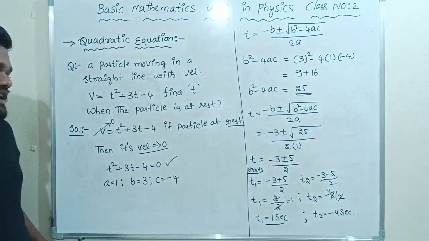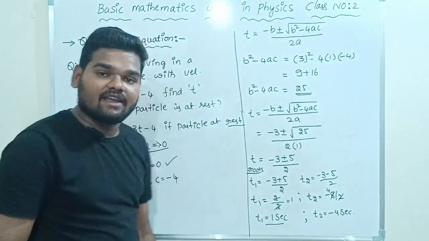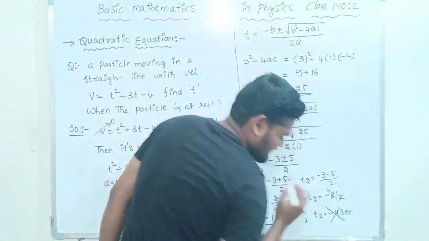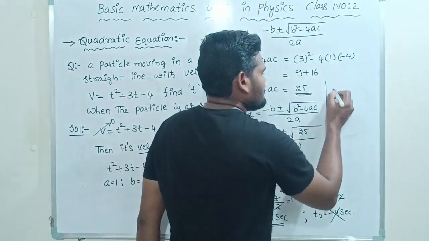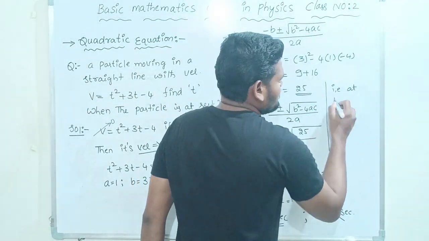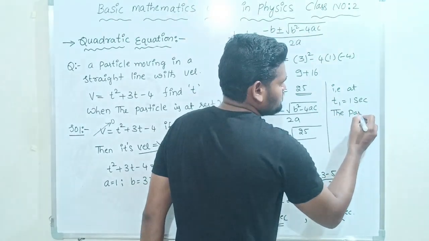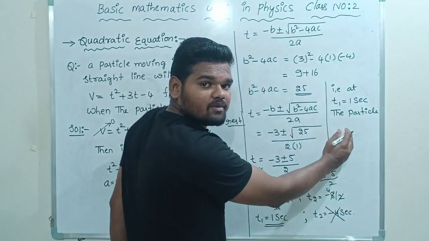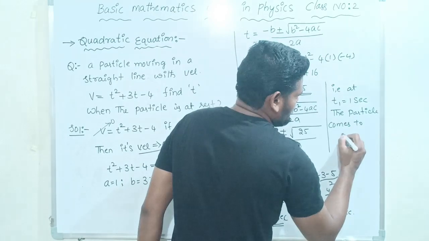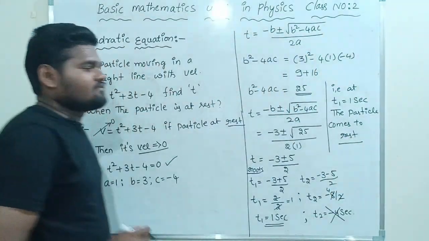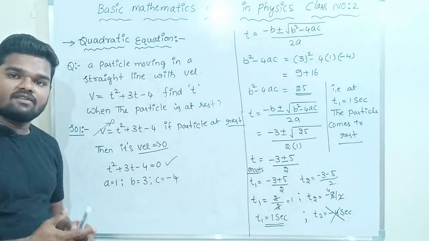One thing you should remember: time is never negative. So this term gets cancelled out and the time we get is t1 is equal to 1 second. So at t1 equal to 1 second, the particle comes to rest. Are you able to see the board? Is it clear? Okay, right.